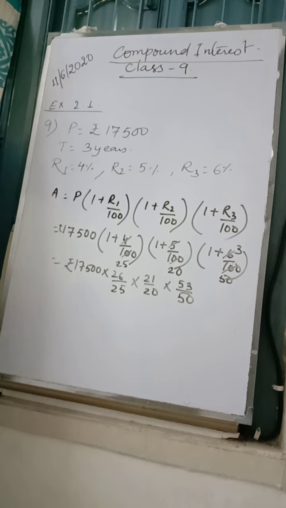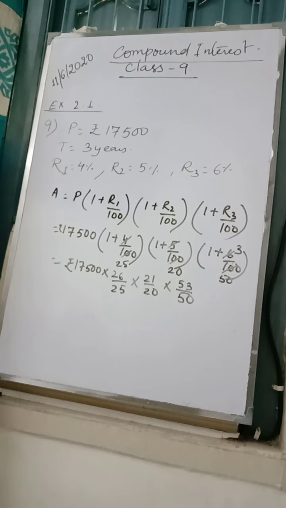Now see, if you have to find the difference between CI and SI, in this case you have to get CI, you have to get SI, and you have to find the difference. If the difference is for 2 years, then you have a formula PR square by 10,000. But if it is more, you have to find it separately. Is it?